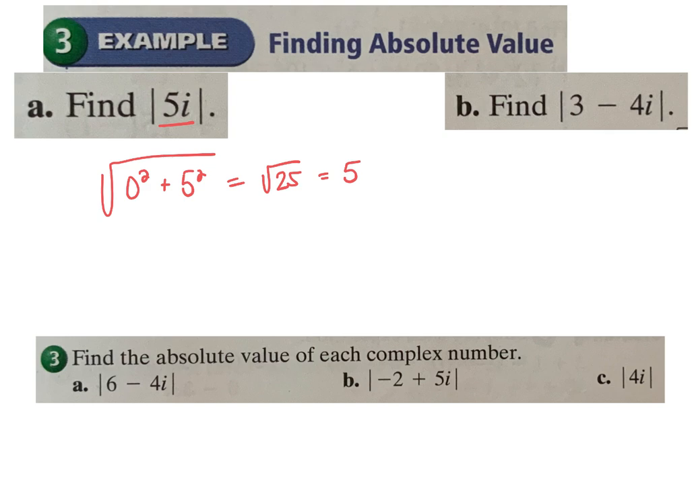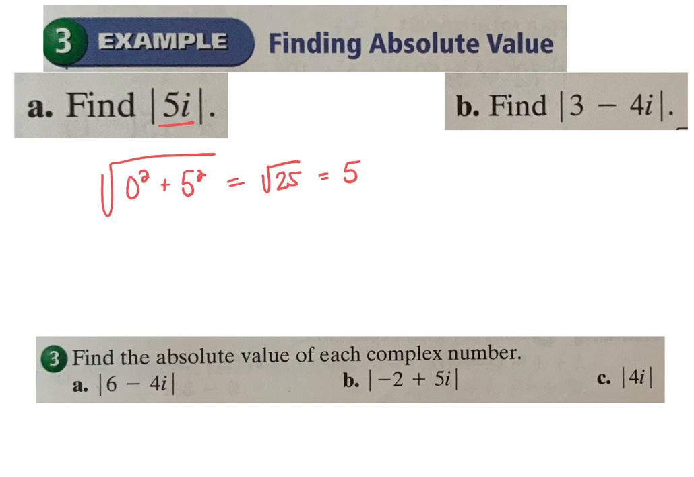Just like if I had just a real part and I wanted the absolute value, it would just be the distance from 0, which would be the real part, okay? So the difference is that it is absolute value, so your distance is always going to be positive. So if that were negative 5i, that would just be 5, right?